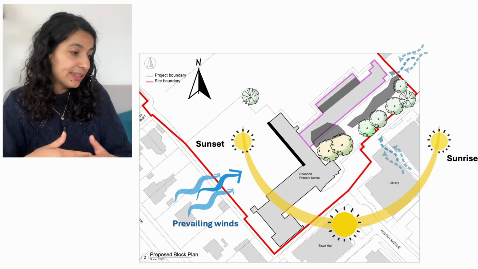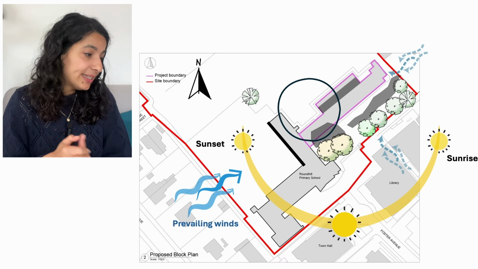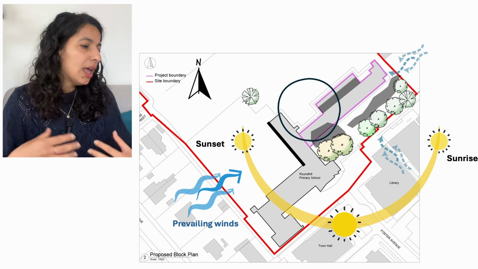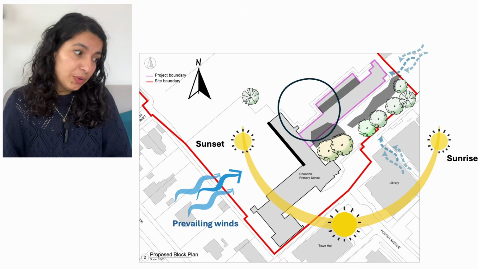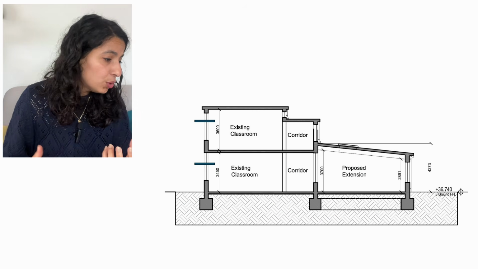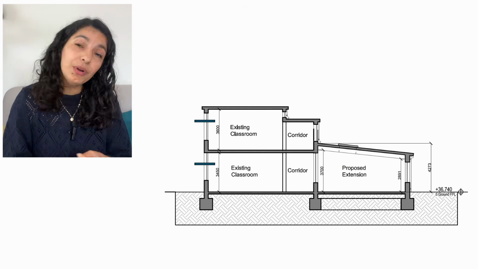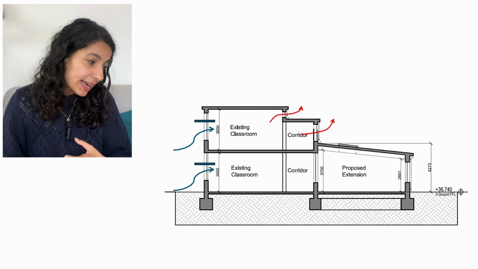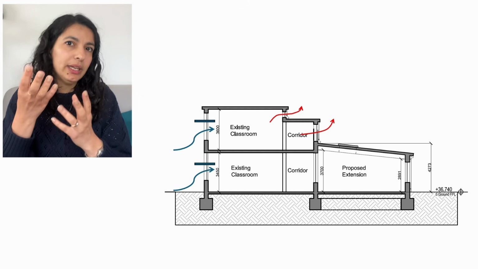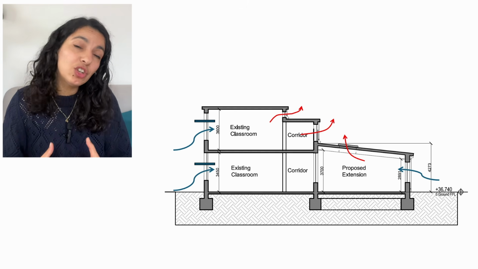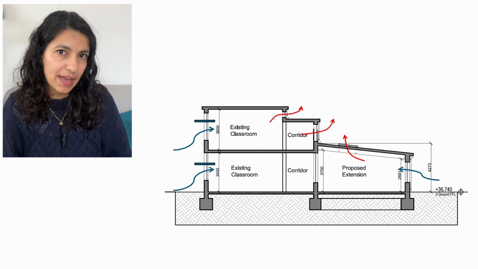For ventilation, we could ensure we have openings that are facing the prevailing winds in summer to harness the winds and create that cross ventilation, and that can be closed during winter. And we could also ensure the windows on the north side of the classrooms are openable to create the stack effect, where heat naturally rises to the top, and add some roof windows in the extension to achieve the same effect.